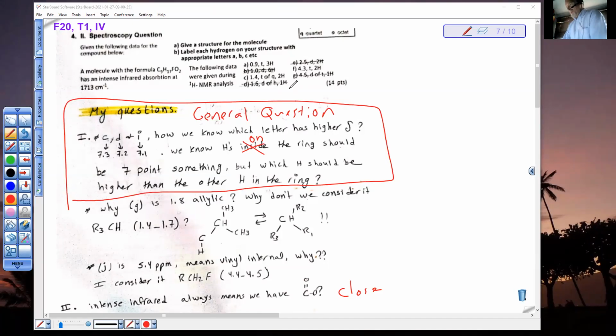This is a set of questions related to Fall 20 Test 1, Part 4, spectroscopy. This question is actually related to a previous question. It's a general question about benzene. I think I can illustrate an answer with an example.